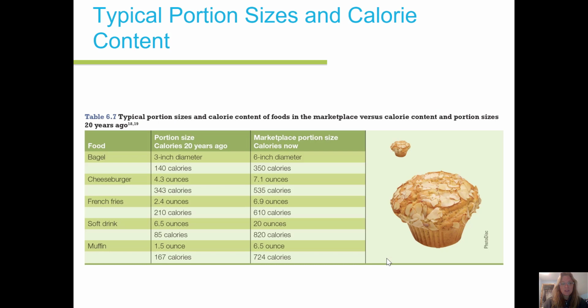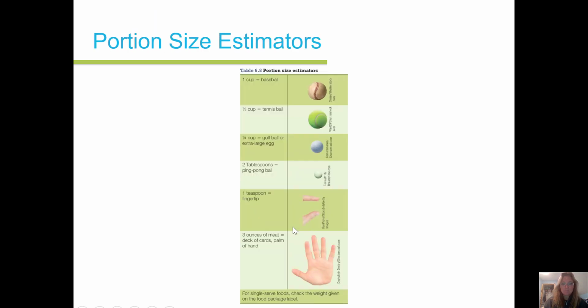So this table in your book, it's kind of neat how it shows the portion size of some different food items 20 years ago and how many calories were in that particular serving. And then in the marketplace today, how it has grown in size, and also it has grown in calories as a result. So it's just interesting to see how it was 20 years ago when you look at these basic food items, and then how it is today.